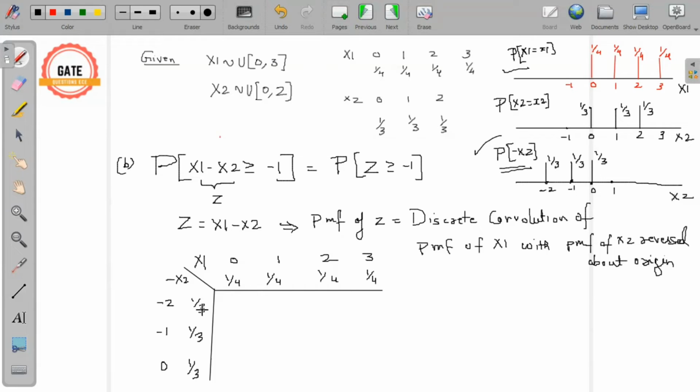So multiplying this element with all the 4 elements, we get 1 by 12 here. Again 1 by 12. So you can observe that all the 12 elements in this table will again be 1 by 12. So now you can make the diagonals.